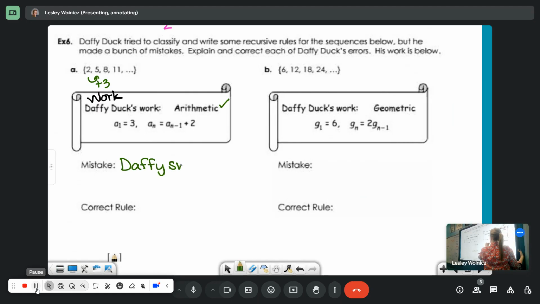So Daffy switched the first term and what's being added every time? What's the letter for that, the variable? No, it's not n. What gets added every time? The common difference, which is d.